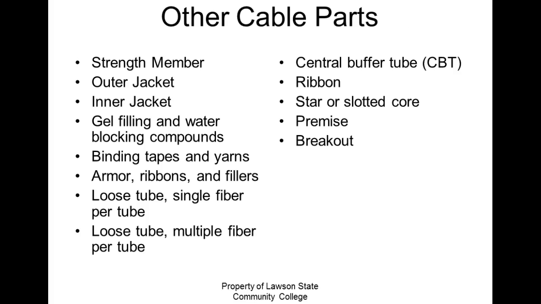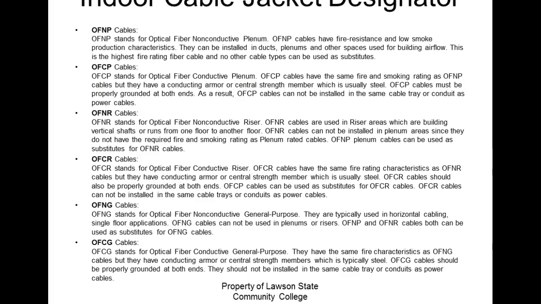Other cable parts: strength member, outside jacket, inner jacket, gel fill and water blocking compound, binding tapes and yarns, armors, ribbons, fillers, loose tube single fiber per tube, loose tube multi-fiber per tube, central buffer tube. We're going to look at ribbon fiber, star and slotted core, and premise and breakout cables. This is the kind of stuff we're looking for in a cable. So these are some of the terms we should look for.